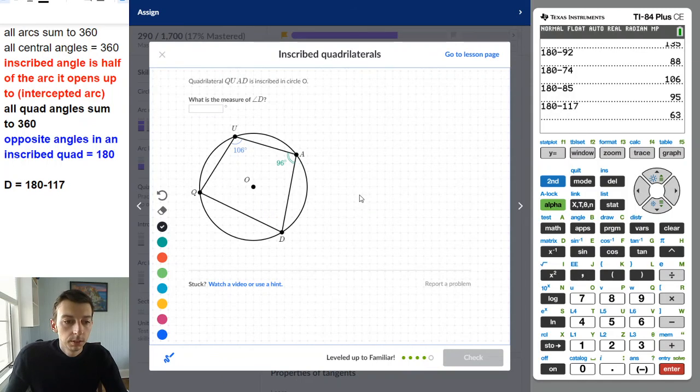Last question. Same deal. So a measure of angle D is what I'm trying to find here. My opposite angle is 106. So I'm going to do 180 minus 106. And you end up with 74.